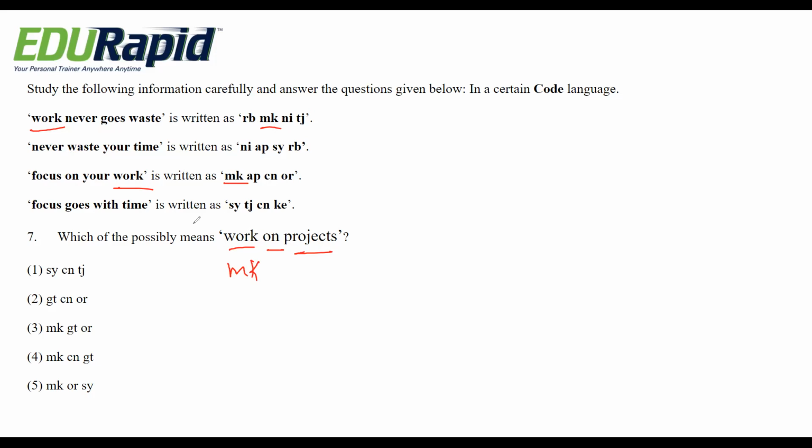Next one, on. Let me see for on. In the third sentence, on is present. In the first, second and fourth sentences, on is not present. We have to check each code individually. MK is present in the first sentence. AP is present in the second sentence. CN is present in the fourth sentence. OR is the only code which is not repeated in the first, second and fourth sentences. So for on, it is OR. Last one, projects.